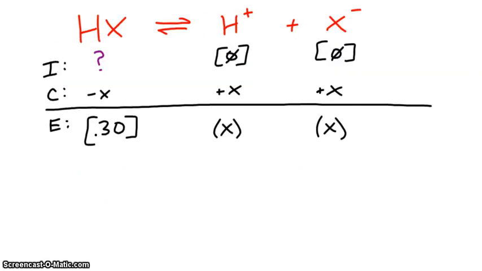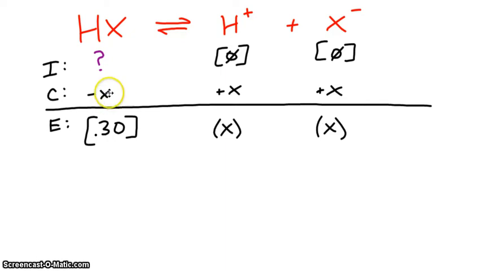I've set up the ICE box table and I've written in all the information that the problem tells us. We know that a 0.30 molar solution of HX is at equilibrium. We can determine the change in concentration from the stoichiometric coefficients in the balanced chemical equation, and we know initially there was 0 concentration of H+ and 0 concentration of X-. If we can figure out what x is, we can then set up a Ka expression to solve for Ka.